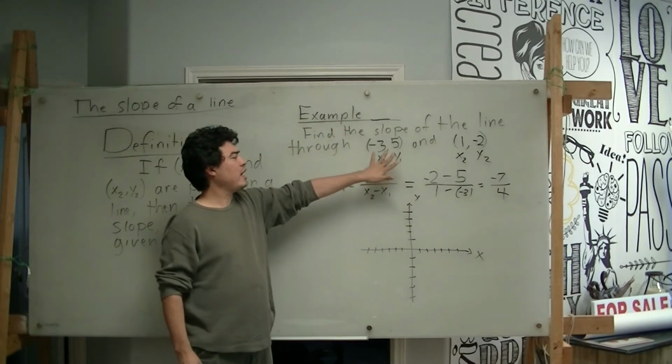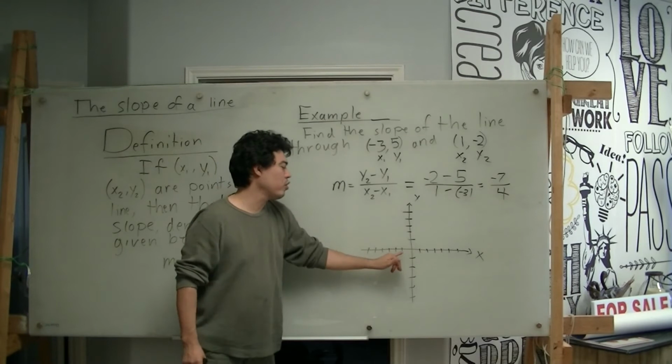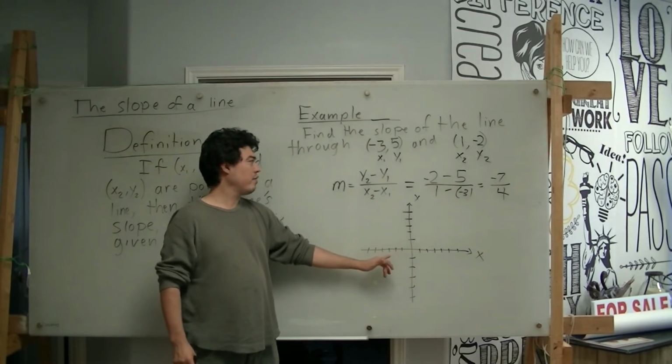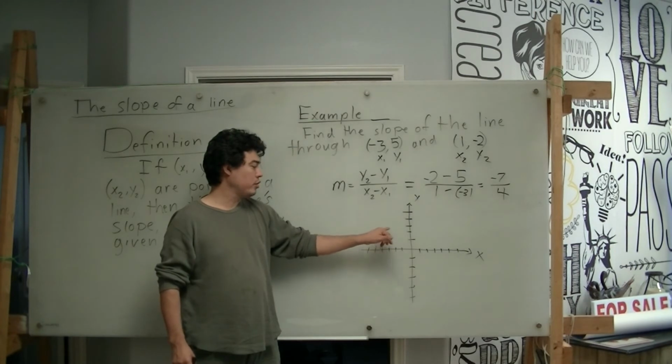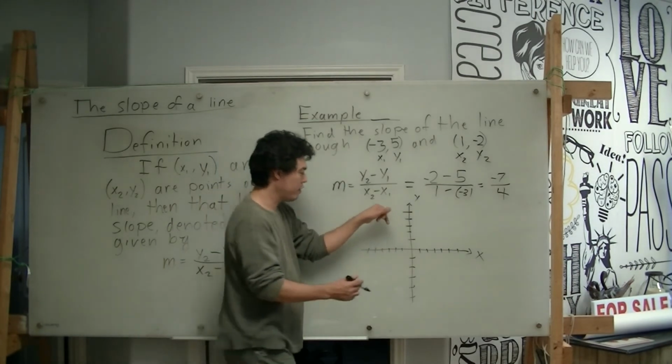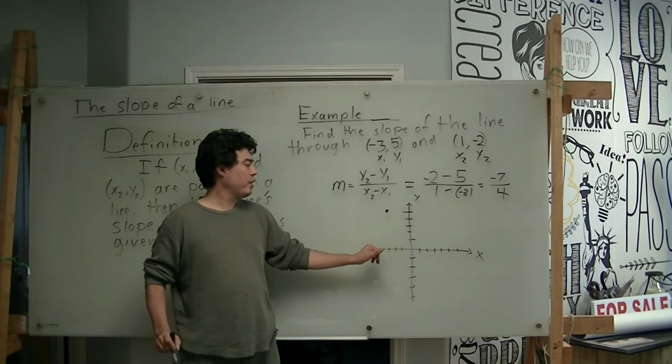So now I'm going to plot my first point. We see that the x-coordinate of my first point is -3, so that would lead us to go -1, -2, -3, and then 5. So we would have to go 1, 2, 3, 4, 5. So right there, at (-3, 5).